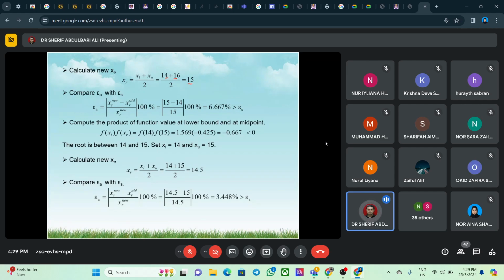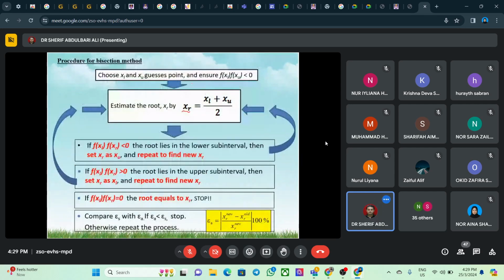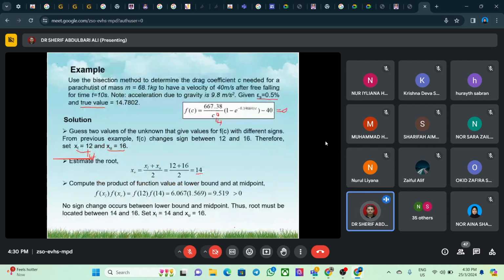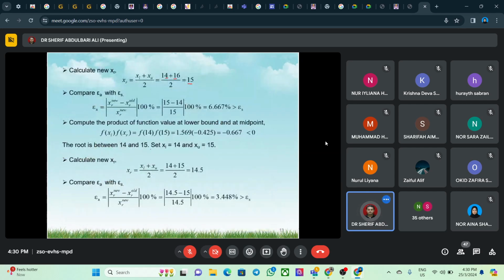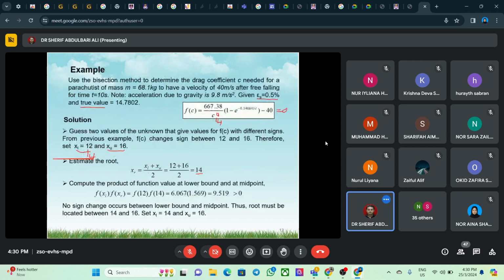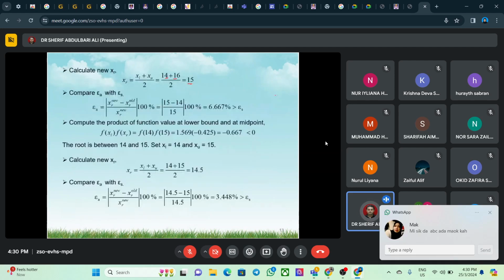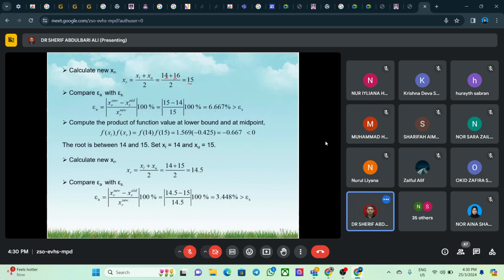Okay, remember that you have to calculate the error. xr new is now equal to 15, xr old is equal to 14, over xr new, which is 15. So you're going to get 15 minus 14 over 15. The error is 6.66. And remember, the example is asking you to repeat till the error is less than 0.5%. You are getting 6.6, so this means you need to iterate one more time.